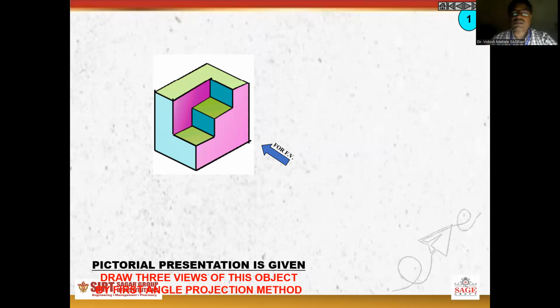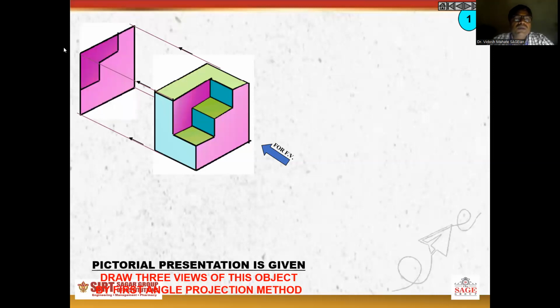For the front view, the observer is looking from the front side. The projection of the object is on the plane on the other side. The line drawn from the object to the plane is known as a projector. In orthographic projection, the projectors are parallel to each other and perpendicular to the plane. Looking from the front side, this is the front view.